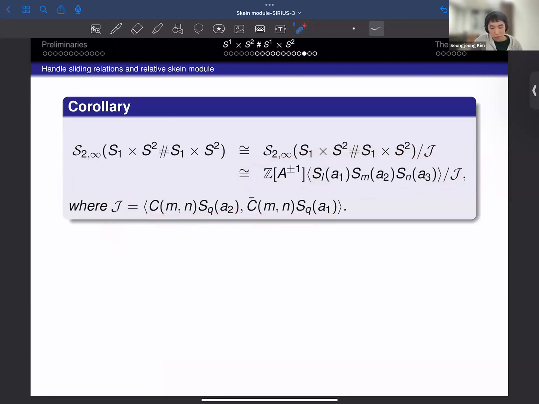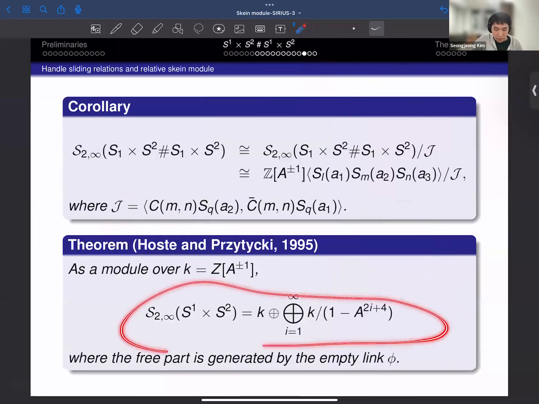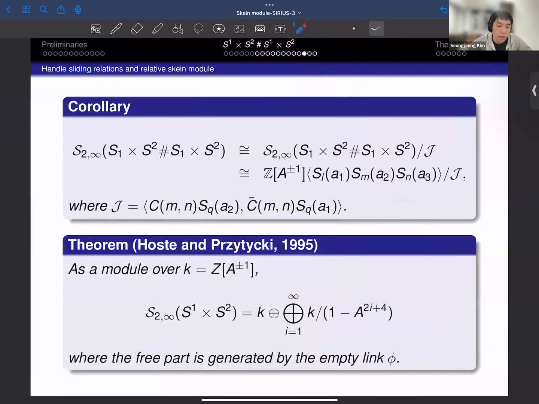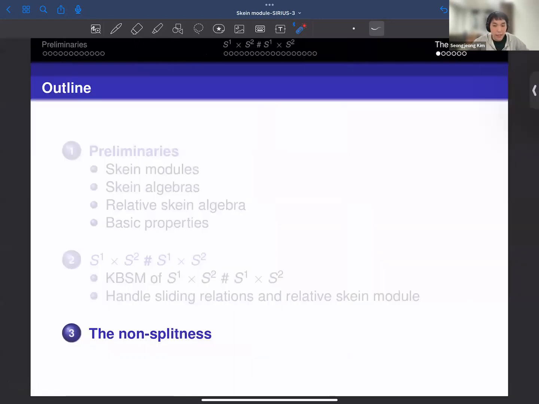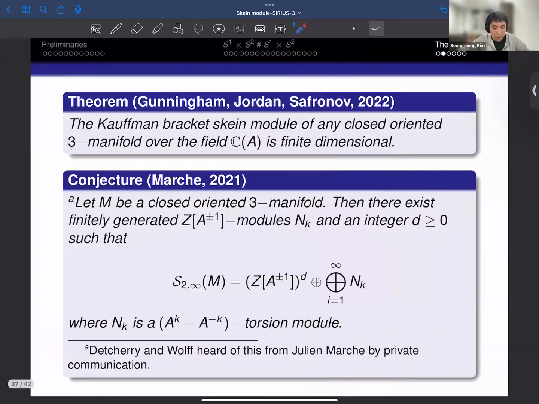Then the question is, actually in the beginning, we showed such a good decomposition of KBSM of S1 times S2. Then the question is, is it possible to get such a good looking decomposition for these three manifolds? Actually, frankly speaking, in the beginning, I expected that because it is nothing but a connected sum of them. But actually, we can see that it is not. That is about the non-splitness.